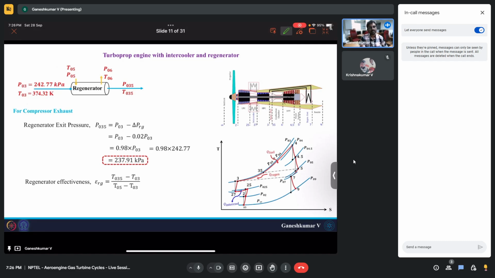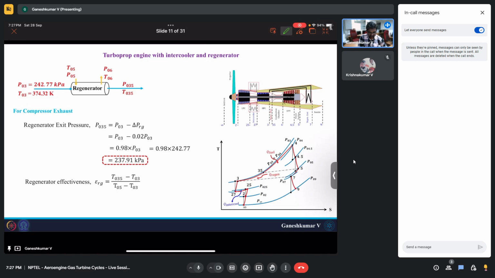So here the hot stream is exhaust from the power turbine. The power turbine here is station number 5, and the inlet of this regenerator is station 3. So that's what you see here, T05 minus T03. Again, the numerator is nothing but the actual heat transfer divided by the maximum possible heat transfer.